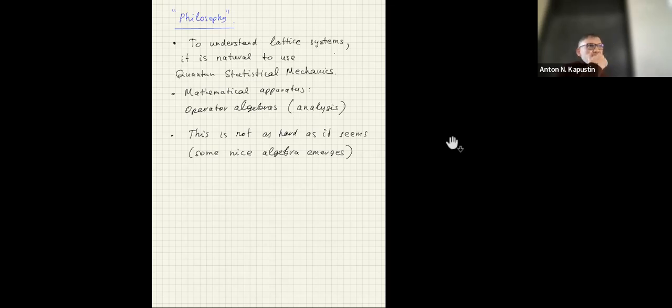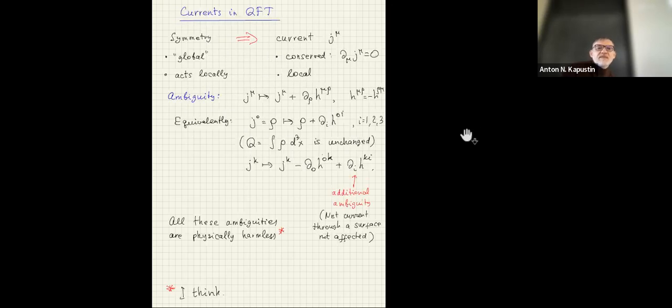Okay. Now that we know what to expect, let's try to get it. Go back to quantum lattice systems and try to analyze this issue. So how do we analyze lattice systems? Well, there's this pretty standard apparatus called quantum statistical mechanics, which is based on operator algebras. Now that involves some analysis, but luckily we won't need very much analysis. It's a pretty basic one. And then one can do everything. There's some nice piece of algebra which comes out of this analysis.